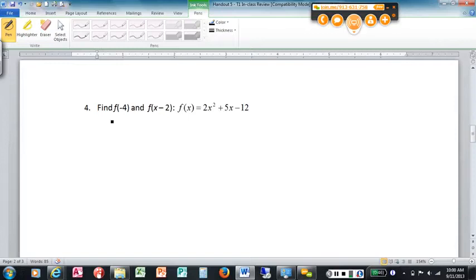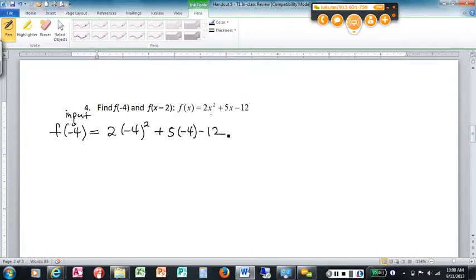Find f of negative 4 and f of x minus 2. What does that mean? Well, f of negative 4, doesn't that just mean that negative 4 is my input value? Yeah, I'm going to input negative 4, which means wherever I see x, I need to put in the negative 4. So that's what I do for the first one.